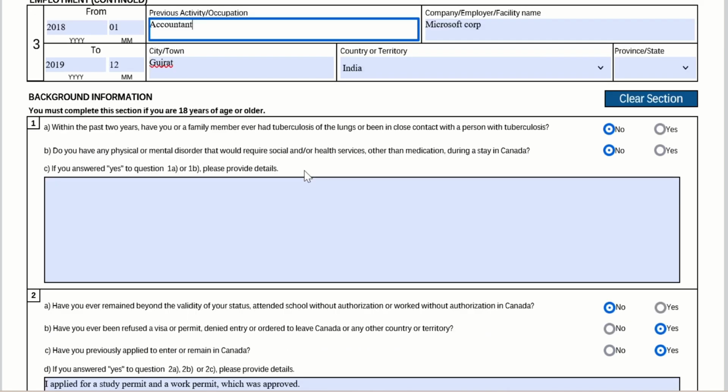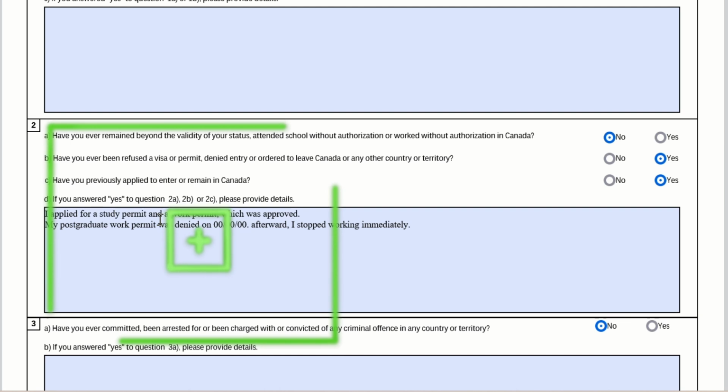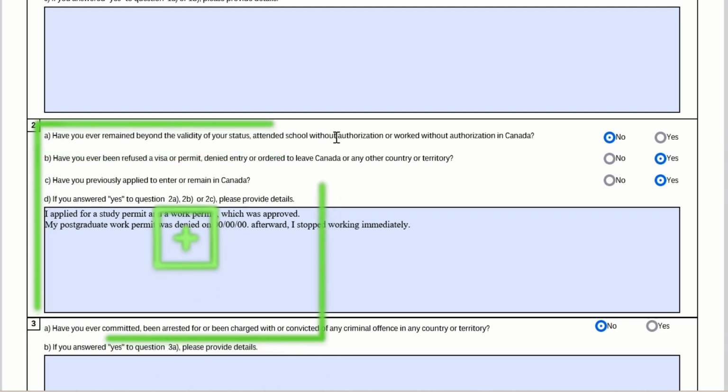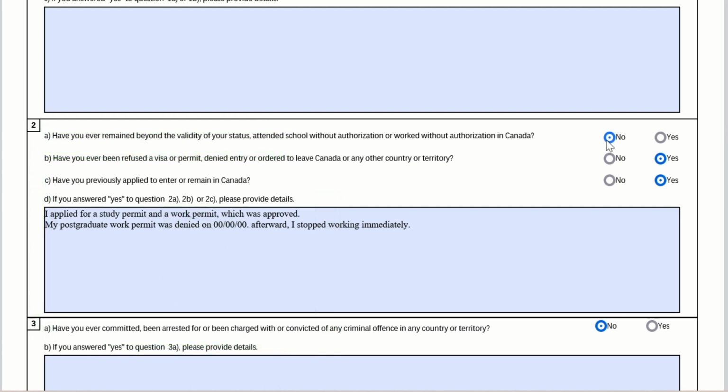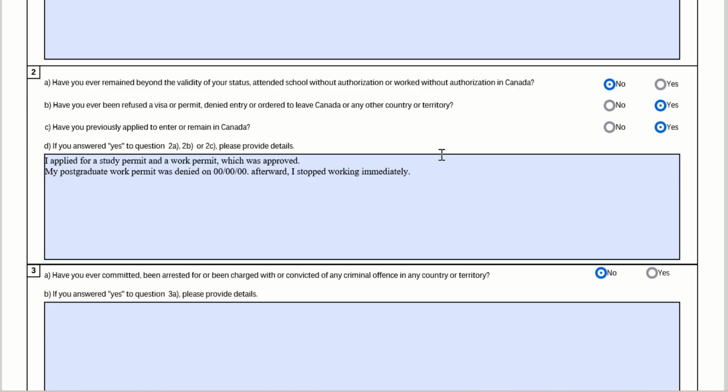These are like medical information. No, no. This is an important part. Have you stayed beyond your validity? No. I was in my 90 days period to apply for or restore my status. I still put no because I still had that 90-day period. Then, have you ever been refused? Yes, my work permit was refused. That's why I'm applying for the visitor record.